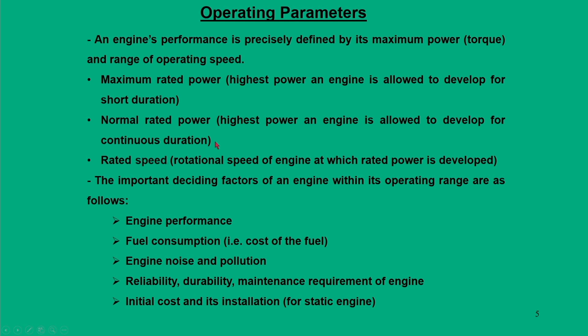So, the engine is run for 1 hour, 2 hours, 5 hours, 8 hours. Likewise, how much is the highest power it can develop if we run it for 8 hours or 10 hours a day? That is called the normal rated power. The third point is the rated speed, the rotational speed of the engine at which the rated power is developed. So, maximum rated power, normal rated power and rated speed.